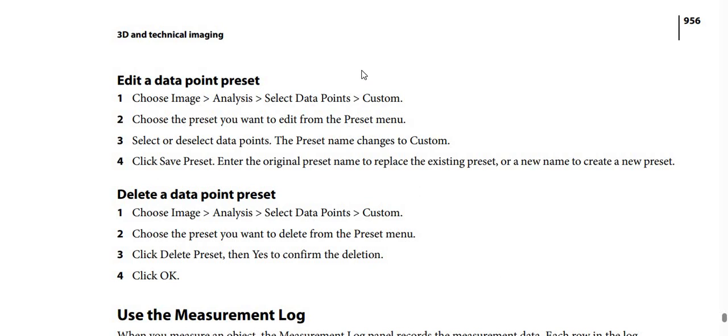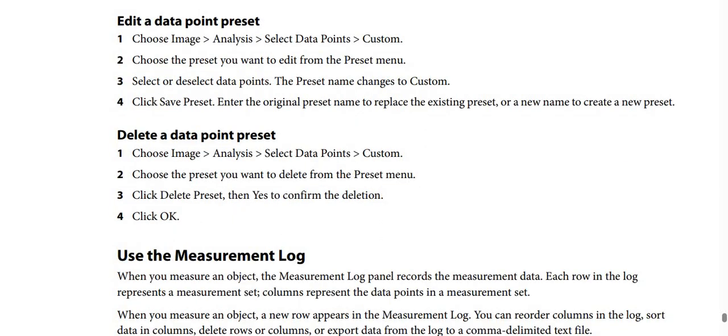How to edit a data point preset? We have 4 steps again. Step number 1. Choose Image firstly, then select Analysis, then select Data Points, then select Custom. Step number 2. Choose the preset you want to edit from the preset menu. Step number 3. Select or deselect data points, and the preset name changes to Custom. Step number 4. Click Save Preset, then enter the original preset name to replace the existing preset, or a new name to create a new preset.